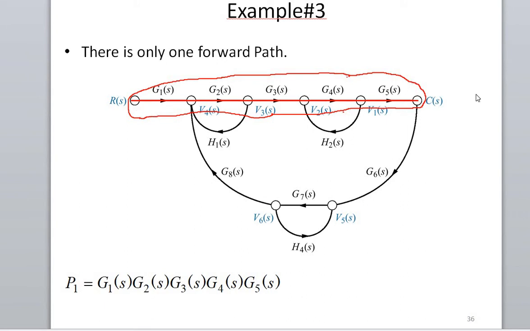That is the traveling of input to output node, and the gain of that forward path is equal to G1(s) into G2(s) into G3(s) into G4(s) into G5(s). If you closely check this SFG, there is only one forward path that starts from the input and reaches the output node. You can see its direction is from input to output. So only one forward path here.